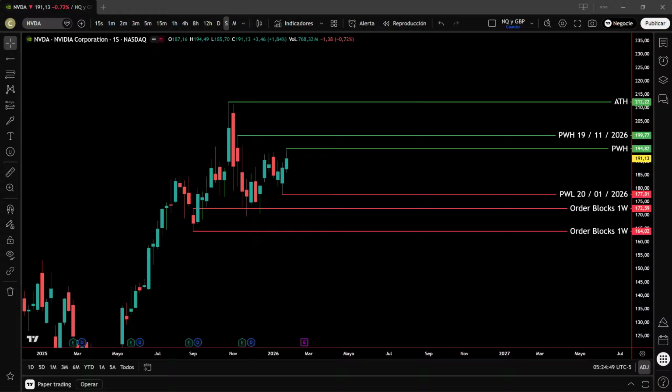This analysis allows us to understand that, despite the verticality of the move, there are safety zones where smart money will look to re-accumulate positions if the market decides to take a breath.